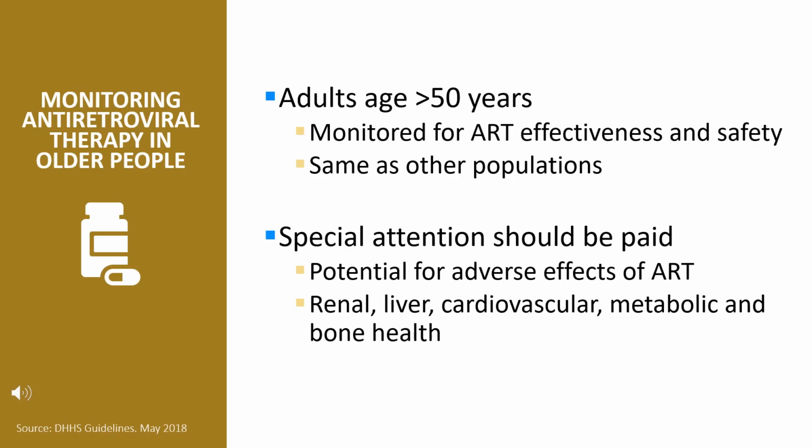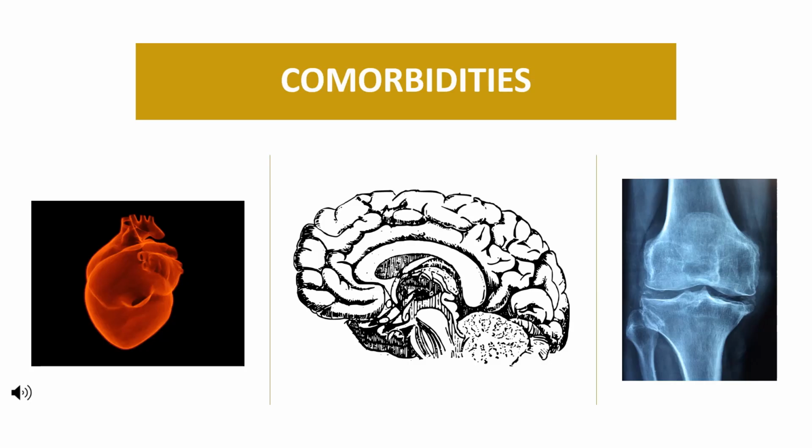People living with HIV over the age of 50 should be monitored for efficacy and safety the same as other populations. However, special attention should be paid to the potential for adverse effects of ART on renal, liver, cardiovascular, metabolic, and bone health. The last major heading of the module is comorbidities. The next 2 slides provide a high-level view. For more information on HIV and non-communicable diseases, please refer to the training module on the integrated management of HIV and non-communicable diseases.